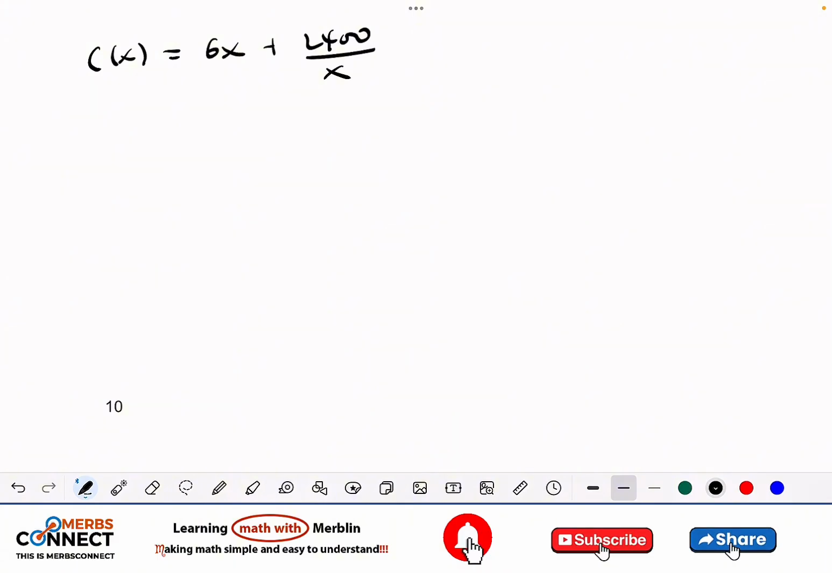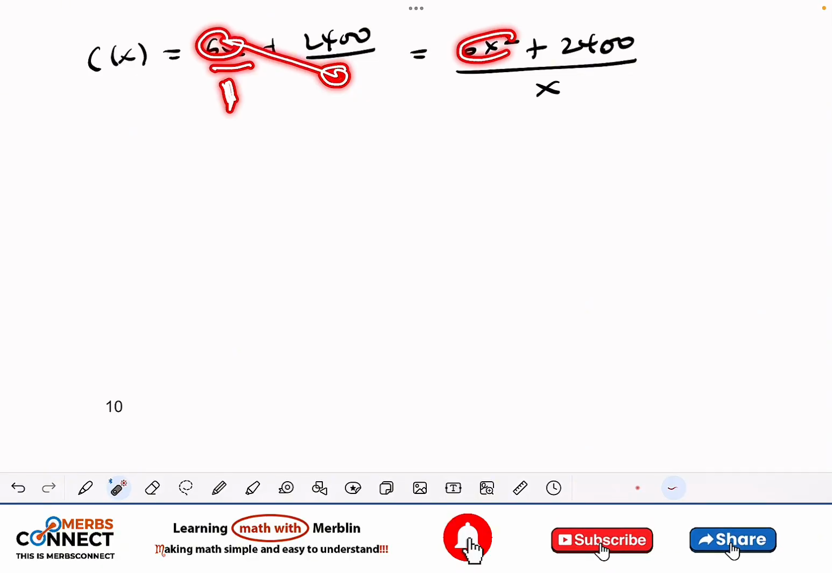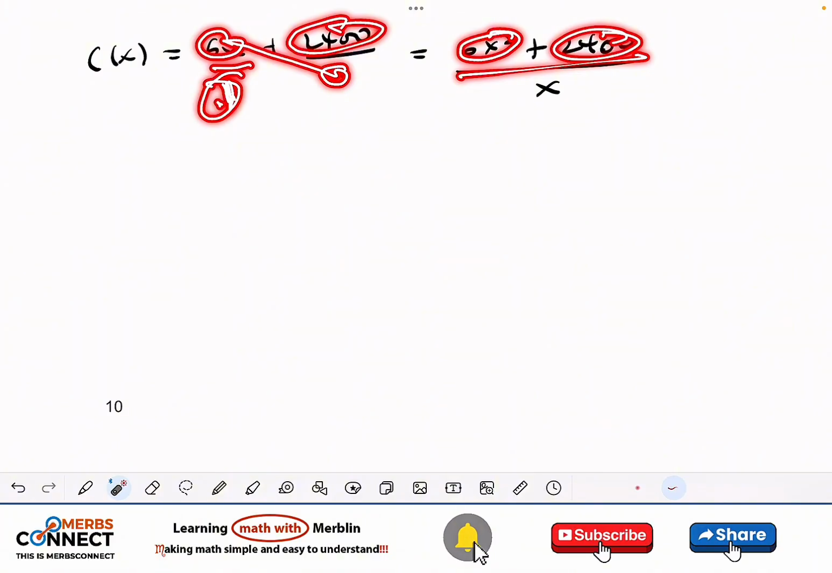Now, for us to find the domain, I can write this one as 6x squared plus 2400, all divided by x, right? So I'm finding the LCM, or this is divided by 1. So if we are using our left and right, this will multiply this, which is going to give us this. 1 will multiply this, which is going to give us this, divided by 1 times x, which is here.